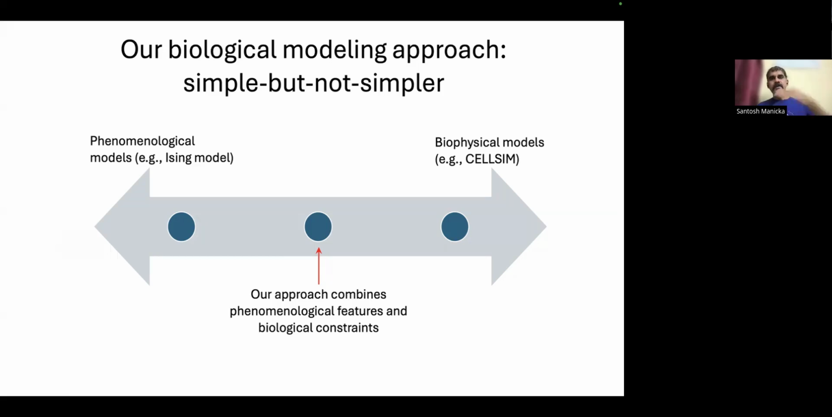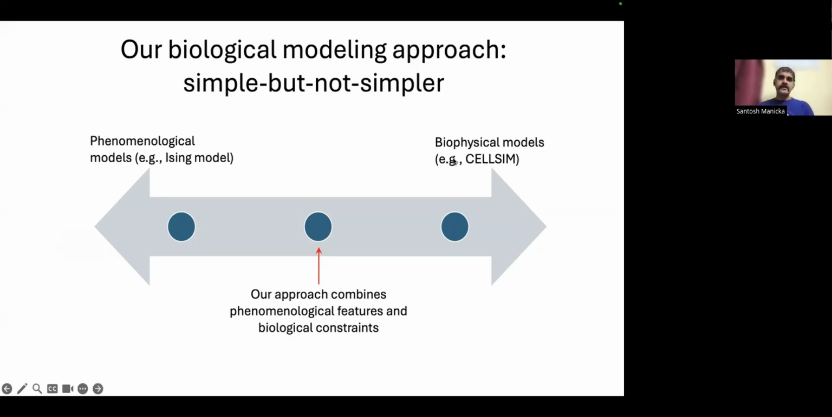So before I go into the models that we use in the research, I just wanted to give you an idea of what sort of modeling approach we have been using. If you think about modeling approaches, there are these phenomenological models, something like Ising models on the one hand, which are pretty generic, and they have been used to understand a whole variety of phenomena.